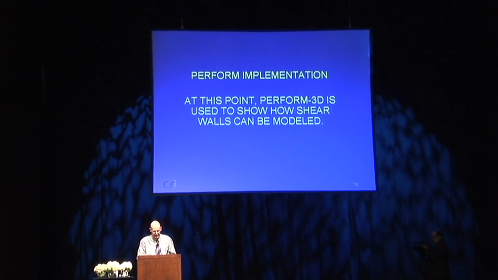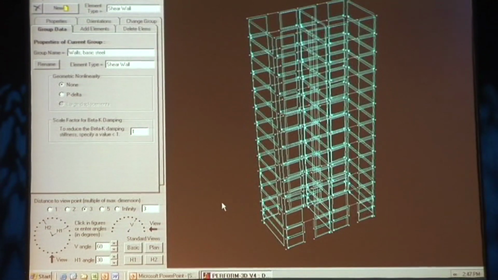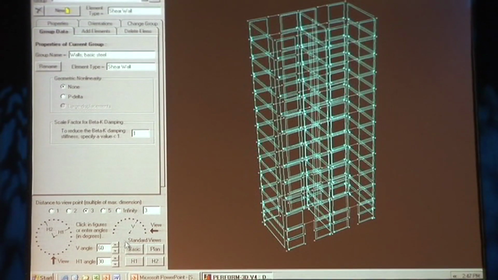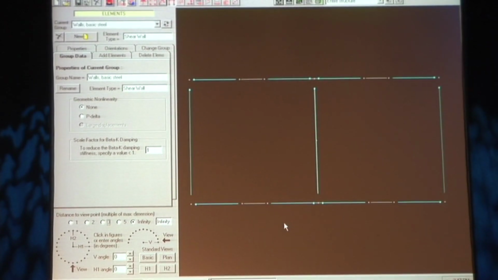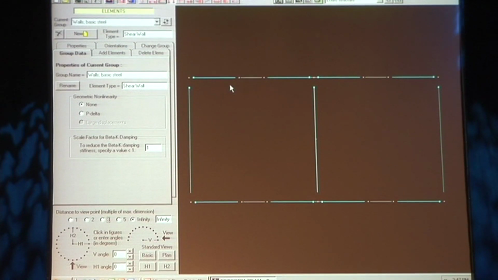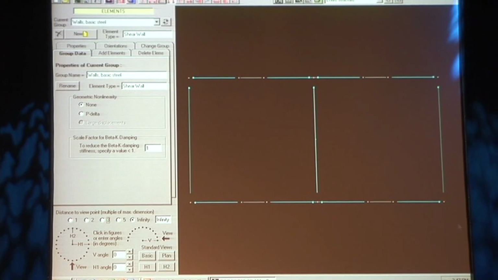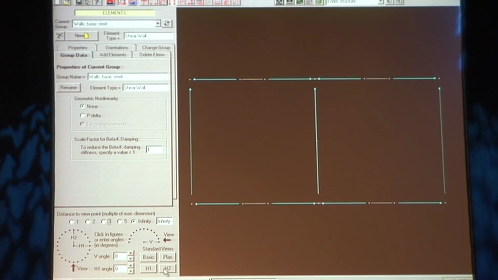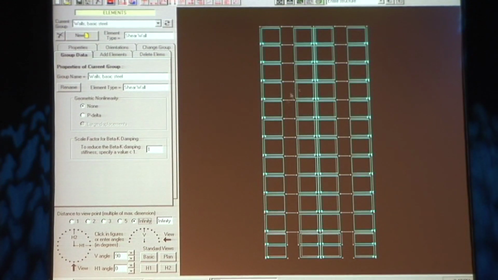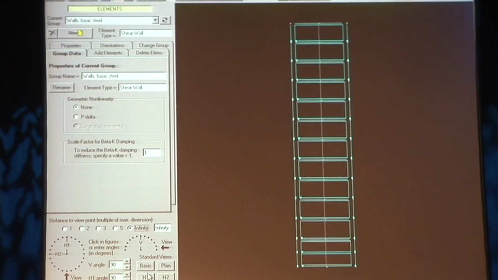So let's take a look at a couple of examples here. This is a shear core, it's basically a channel wall here. These are coupling beams, and then an I-section wall here, and these are coupling beams. So it looks like this in one direction, where these are all the coupling beams, and in the other direction, it's a solid wall.